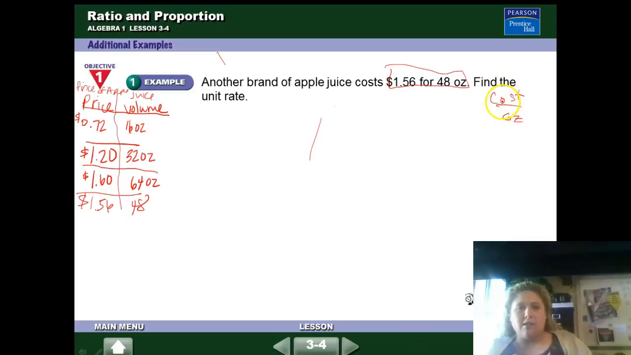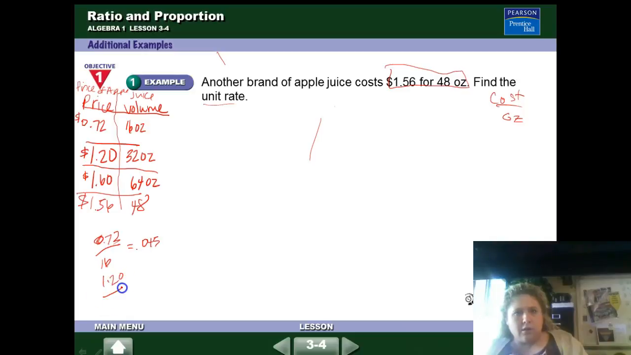So I know my cost is going to go first. I'm going to divide it by how much I have here. And that's how I'm going to find this unit rate. And unit rate means how much one would cost. So how much is like 1 ounce? So I can here take my price of $0.72 divided by 16. And that is going to give me 0.045.